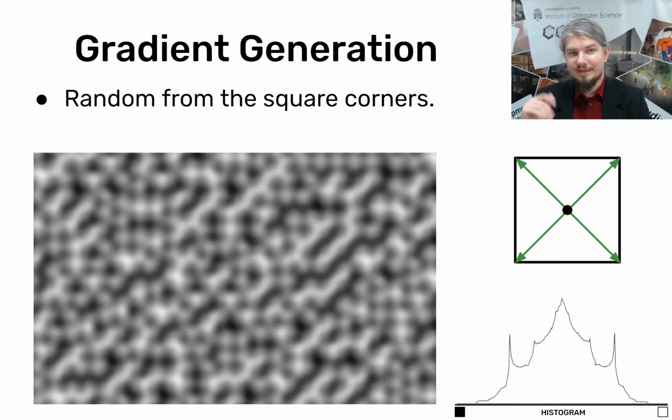And here's another interesting gradient vector generation you can do. You could pick a random gradient vector from the gradient vectors that go into the corners of a square. Now this will give you a lot of these diagonal shapes because all of these gradient vectors are diagonal. But it's perhaps an interesting pattern that you were looking for.